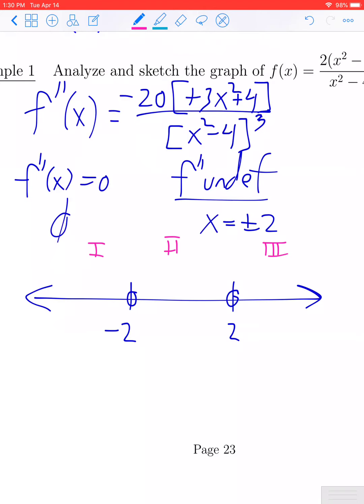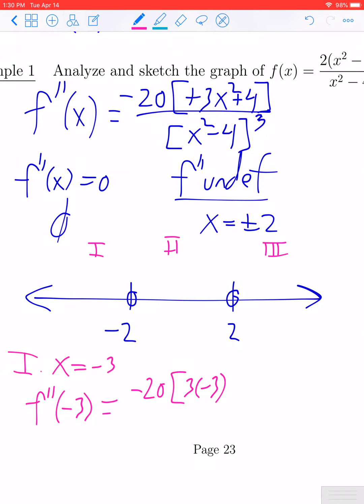And we want to see if we can check the sign of the second derivative within each region. For example, in Region 1, I might use the test point x equals negative 3. f double prime of negative 3 would be equal to negative 20 times 3 times (negative 3) squared plus 4, all divided by (negative 3 squared minus 4) cubed.